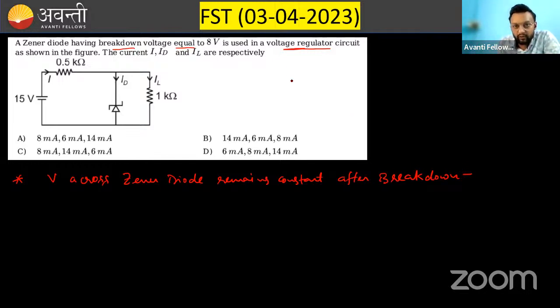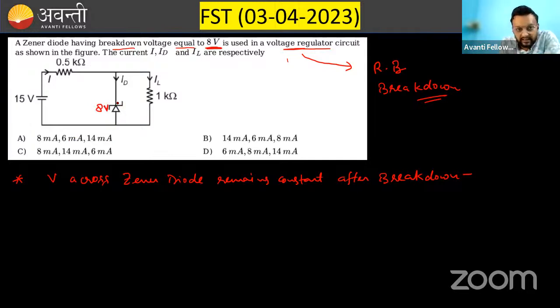So whenever a diode is used as a voltage regulator, it is used in which condition? Breakdown, reverse bias condition, and within that, which region? The breakdown region. In breakdown, the diode is used as a voltage regulator. One thing is clear: the voltage remains constant. Another thing: the question says that the breakdown voltage of the Zener diode is 8 volts. Clear? That means the voltage across this Zener diode is 8 volt.